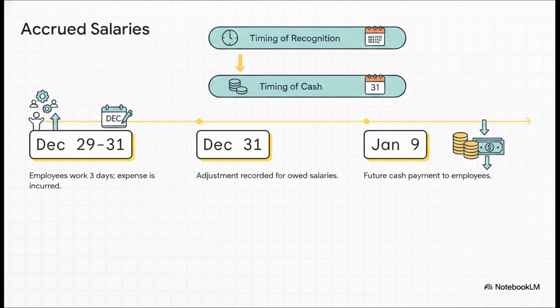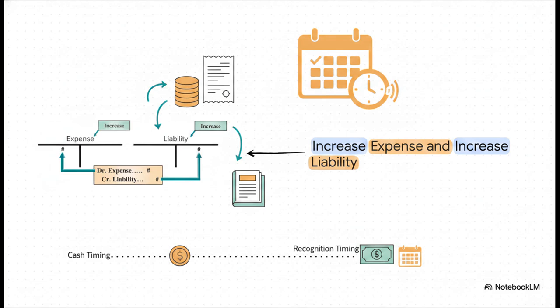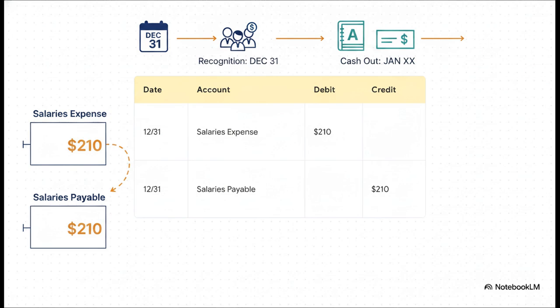in January. To build out our adjusting entry and fix this missing information before we print out those year-end statements, we need to increase our expense to reflect the resources we used, and increase a liability to clearly show the whole world that, yes, we owe this money. For example, if you pay an employee $70 a day and they work Monday through Wednesday right before year end, you absolutely owe them for those 3 days. Even though payday isn't until next year, you must record a $210 debit to salaries expense and a $210 credit to salaries payable right then and there on December 31st.